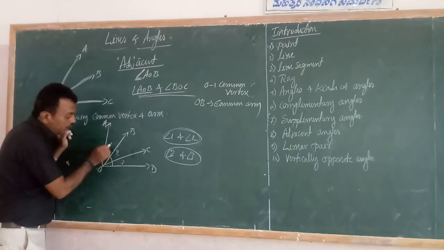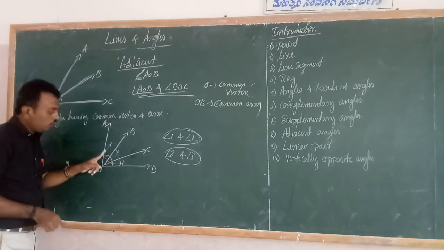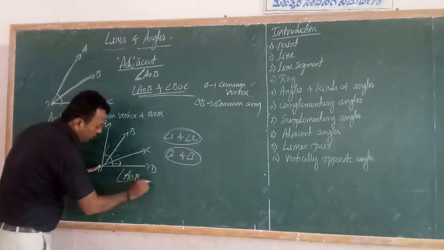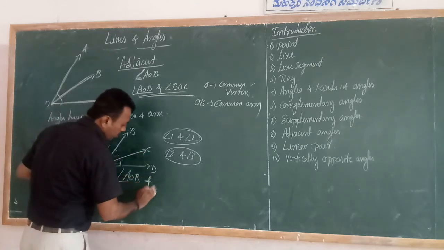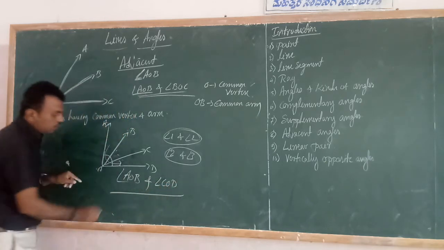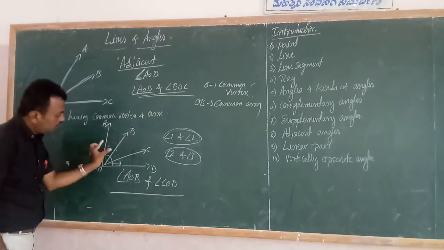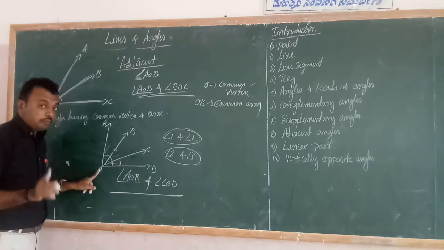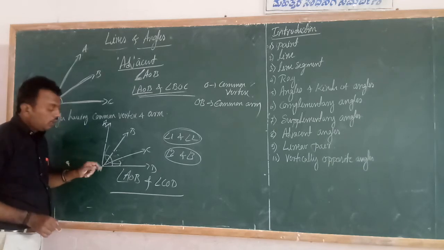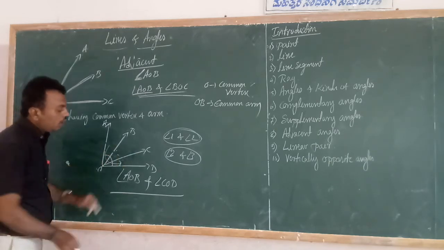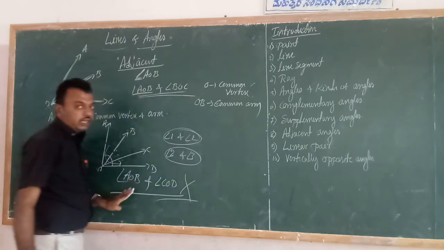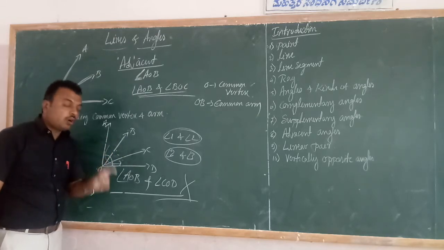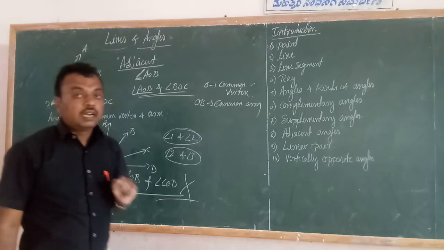Understood? And are angle 1 and angle 3 adjacent angles? That means angle AOB and COD, friends. AOB and COD, are this angle and this angle adjacent? No, because the common vertex is there, but there is no common arm. So therefore, AOB and COD are not adjacent angles. Adjacent angles have a common arm and a common vertex. That is called adjacent angles.